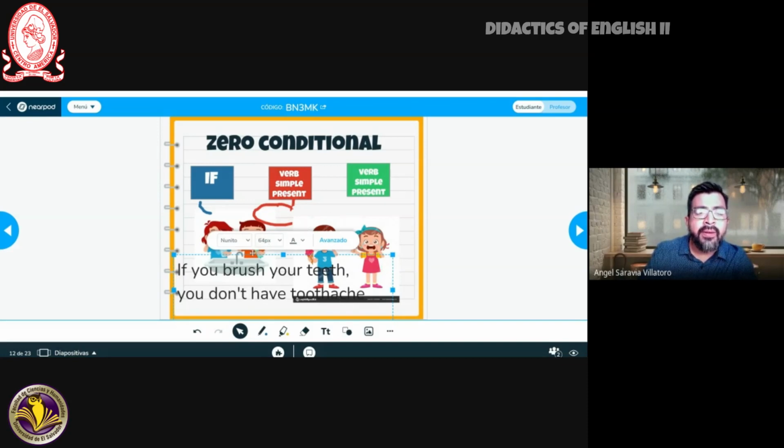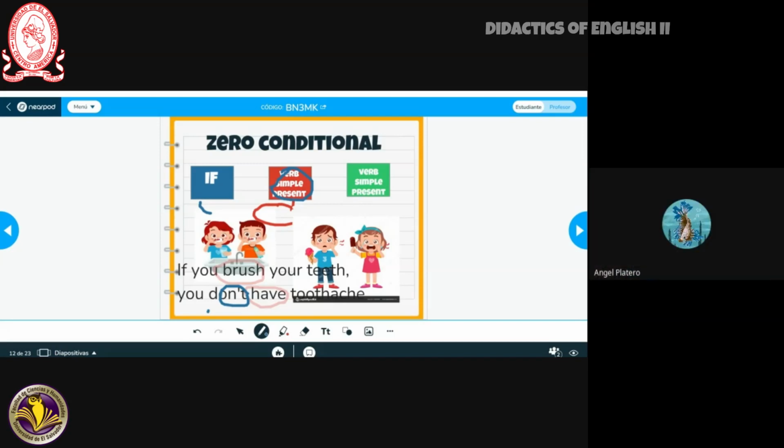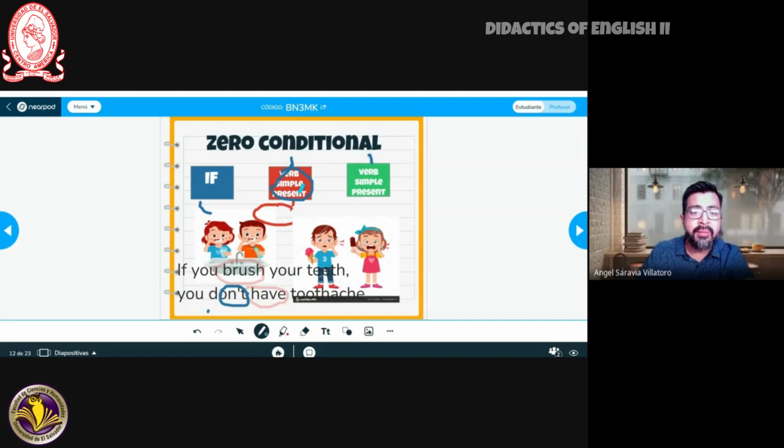So again, we have a verb in simple present and simple present. But you can tell me, hey, teacher, this verb is different. Why is it different? Yes, it's a little bit different because we're using don't. The formula says that we need to have a verb in simple present, but remember that the simple present can be affirmative or negative. So we can have a negative verb here, or we can have a negative verb here, but both need to be in the simple present.